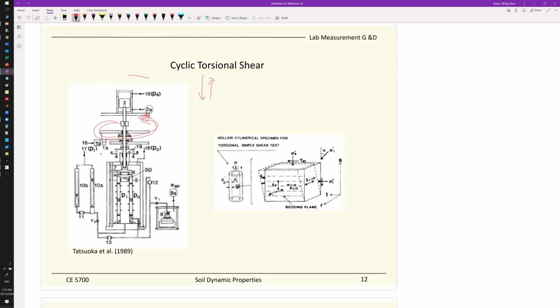So this can go back and forth. Instead of going extensions and compressions, this will go anti-clockwise and clockwise in terms of loading. So you have a motor right there to turn or to twist your hollow cell samples.